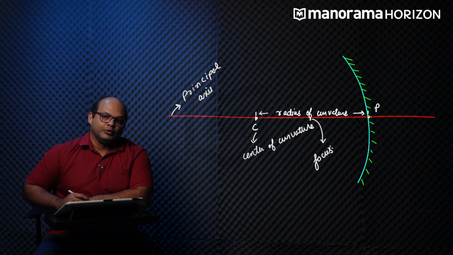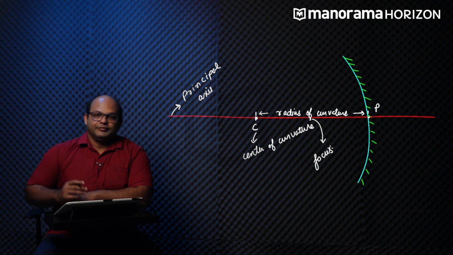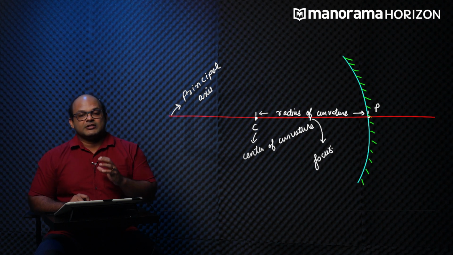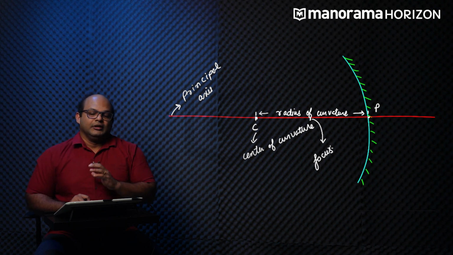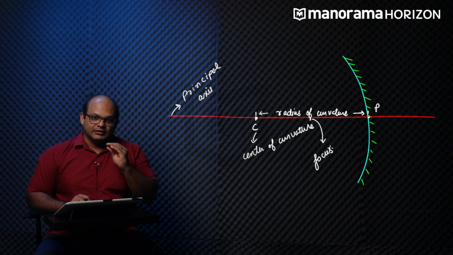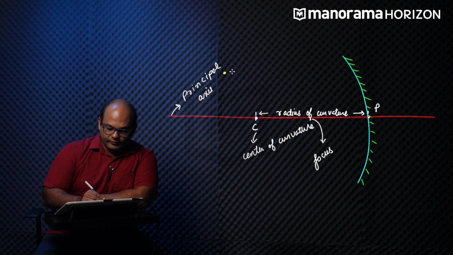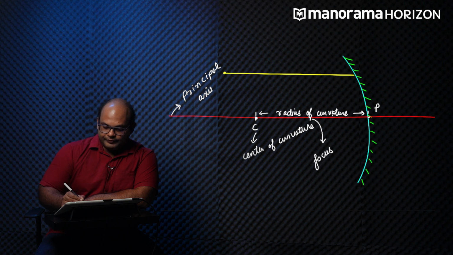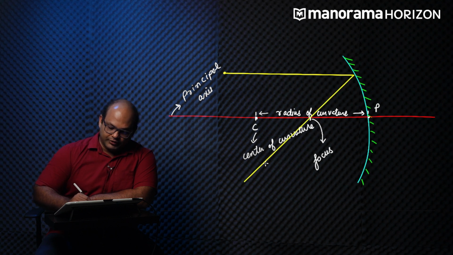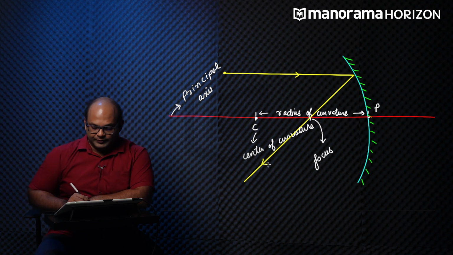Now, what is important about the focus? The focus is the point where, if you have a ray coming parallel to the principal axis and hitting the mirror, that ray will pass through it after reflection. So if I have a point here and a ray of light coming straight from this point, it will pass after reflection through the focus of this mirror. So this is the propagation direction for this particular ray of light.